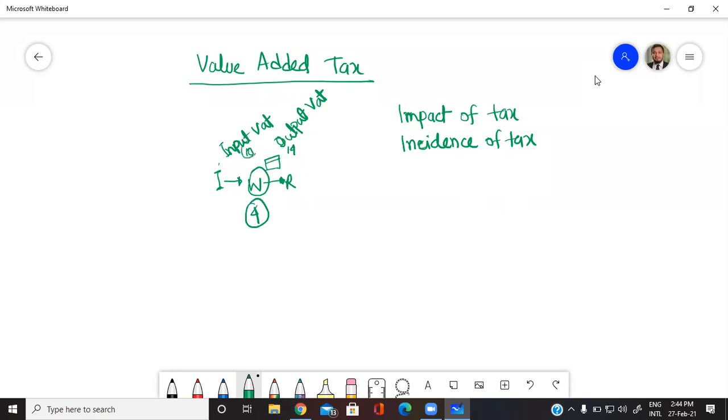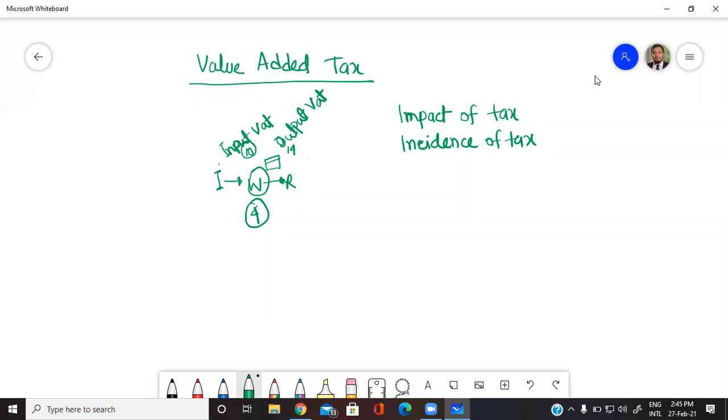Who will pay this 10 taka? Importer will pay. Okay, because importer has collected it from the wholesaler. Importer has collected this amount from whom? From the wholesaler. And wholesaler has collected how much? 14 taka from the retailer. And how much is the liability of the wholesaler to be paid to the government? The 4 taka.